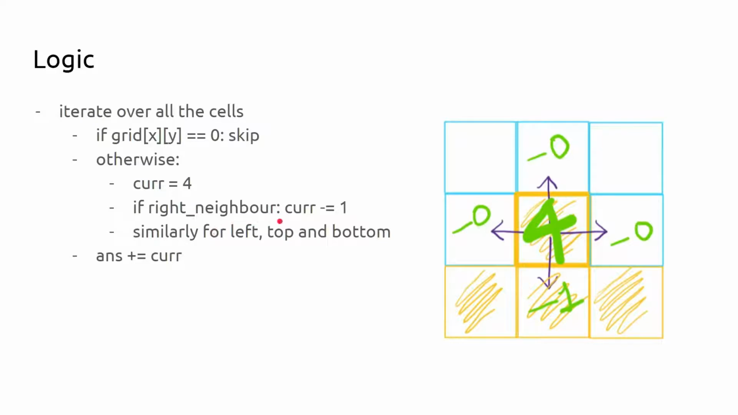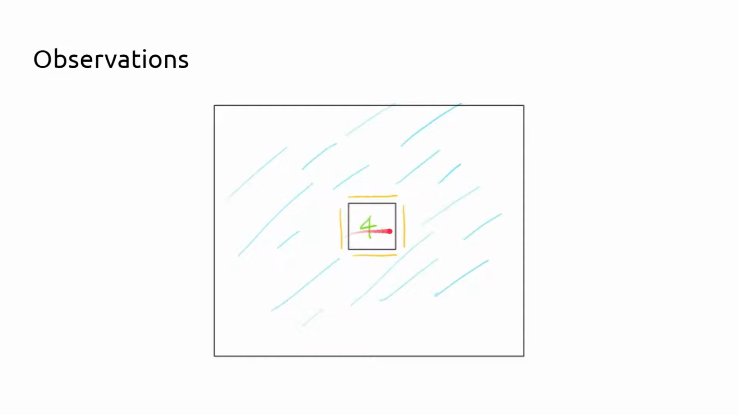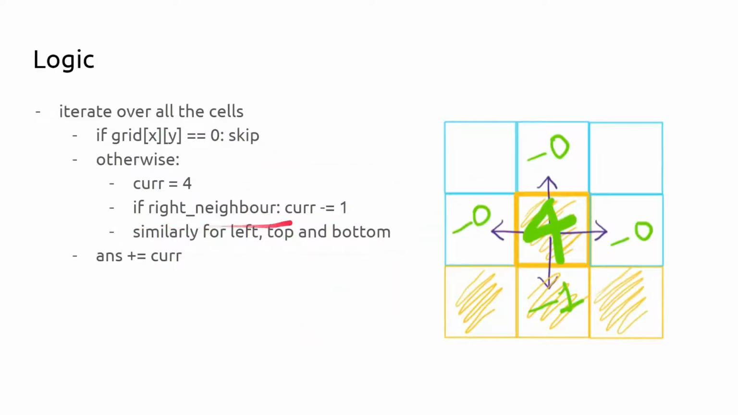If the right neighbor exists, we're going to do current minus equals 1. As we saw before, if we had a value of 4 and encountered a right neighbor, we decrease the value by 1, and this is exactly what we're doing here. As we did for the right neighbor, we're going to do for the left, top and the bottom neighbors as well. Whatever remains is what we'll add to the answer. With this, we can move on to the code for this solution.